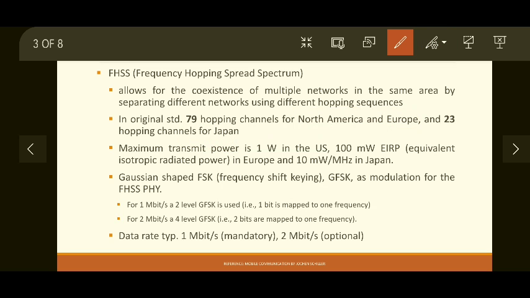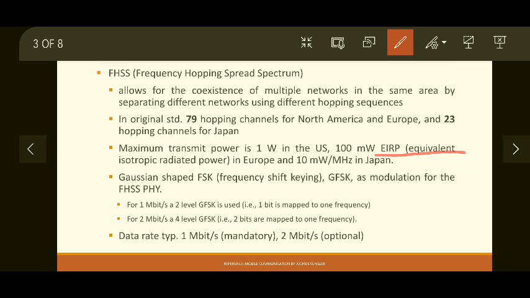Then the maximum transmit power is standardized for different regions. In the US it is 1 watt, which is sufficient for transmission. In Europe it is 100 milliwatt, because Europe specifies transmission power in terms of EIRP, which stands for equivalent isotropic radiated power. Isotropic means it radiates in all directions with 100 milliwatt. That is Europe, and in Japan it is 10 milliwatt per megahertz.